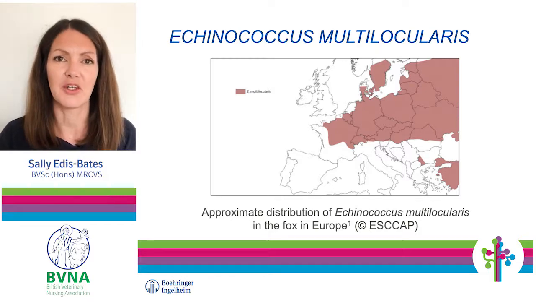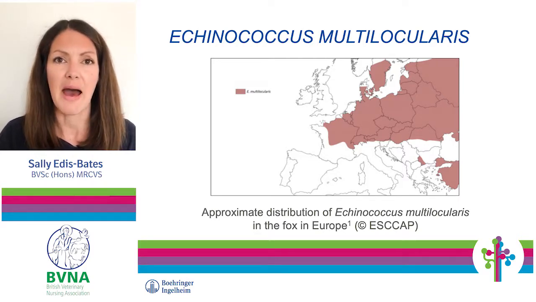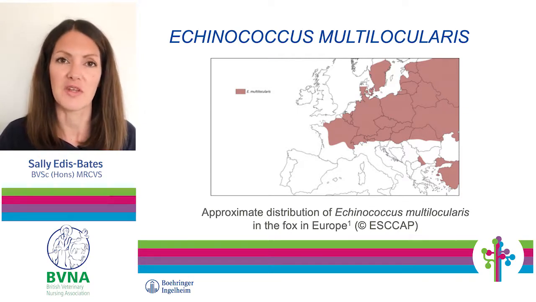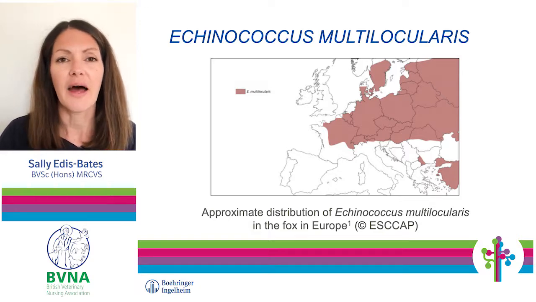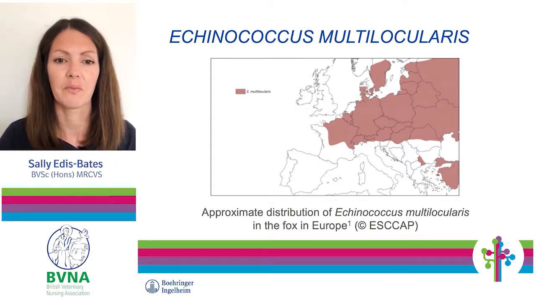And I also wanted to mention Echinococcus multilocularis. So this tapeworm isn't found in the UK, but it's an important tapeworm to be aware of for dogs and cats that are travelling abroad. This map from ESCCAP shows the distribution of Echinococcus multilocularis in foxes across Europe. And this gives us a good idea about where the parasite's found in Europe, as foxes are the intermediate host for this tapeworm.